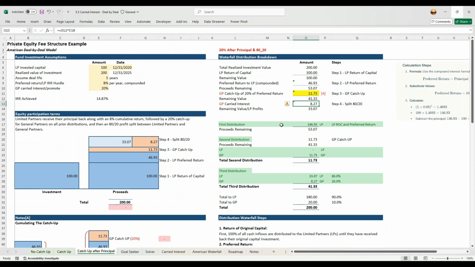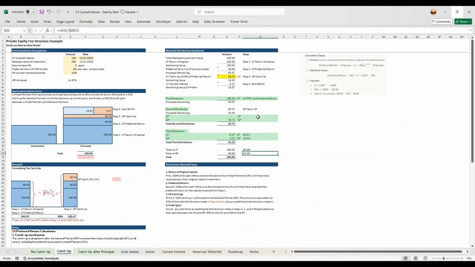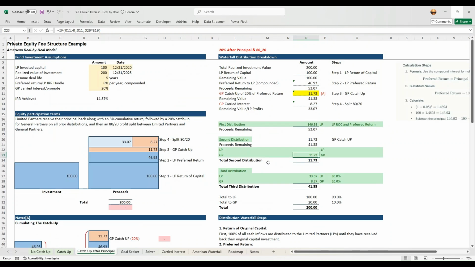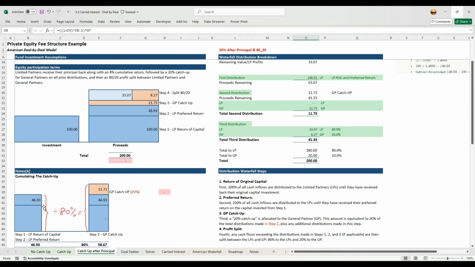And then for the distributions, we will have the first distribution include return of capital and preferred return. And then our second distribution is the GP catch-up. In this model here, you can tell the GP catch-up is much less than the catch-up in our prior model. So prior model, we have $36. Here, we only have not even $12. It's because this GP catch-up is only on the preferred return here. It does not have this big chunk of $100.